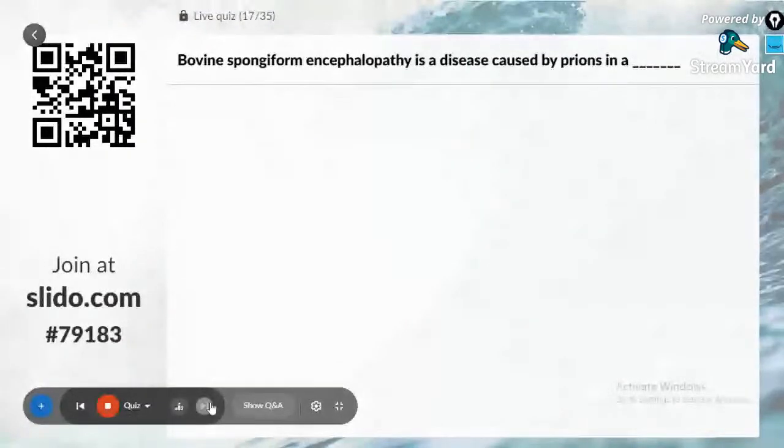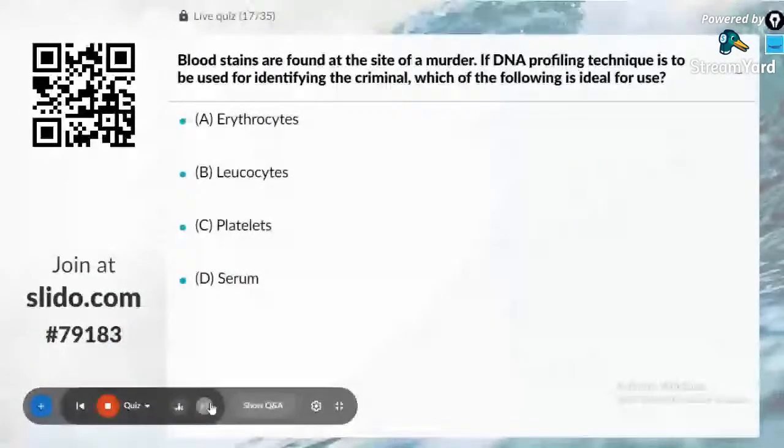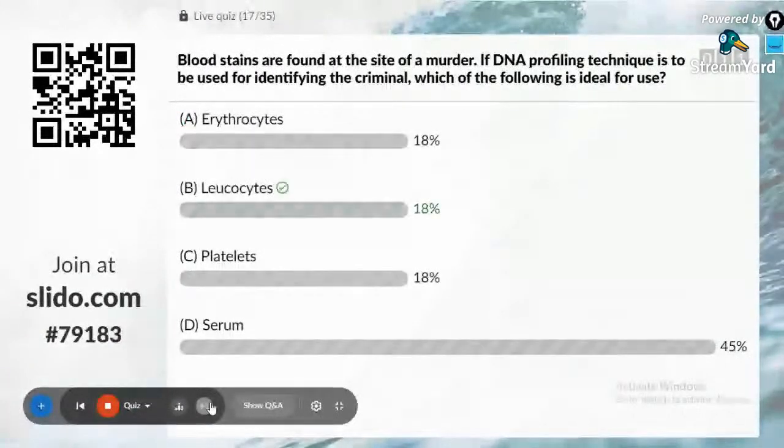Yes, very good question, guys. 101% ultra sure question. Blood stains are found at the site of a murder. If DNA profiling technique is used to identify the criminal, which of the following is ideal for use? Which of the blood cells? Erythrocytes, leukocytes, platelets, or serum? Collection of which one will really help them? Yes, guys, it is leukocyte. It is not serum. It is leukocyte. 18th one on the screen.